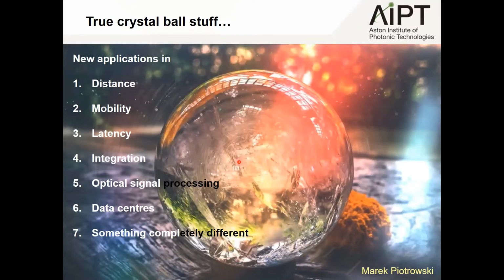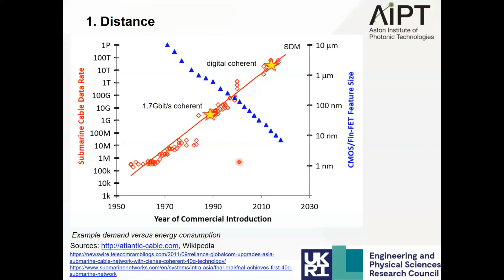But what's coming on in the future? Well, lots and lots of things, and we can only cover some of them. So here are 7 that I'll try to rattle through in the next 15 minutes. Areas where there's things to look at. There's distance, as always, distance. There's mobility, there's latency, there's integration, there's optical signal processing again, data centers, and something completely different.